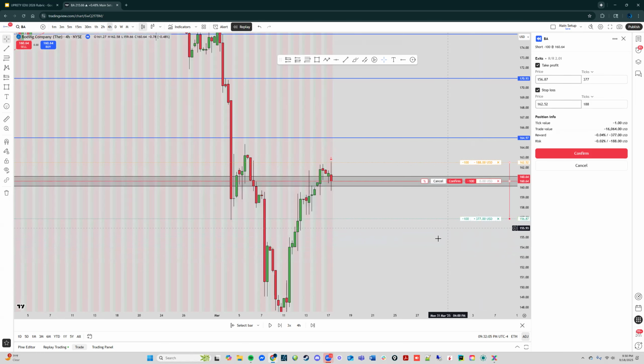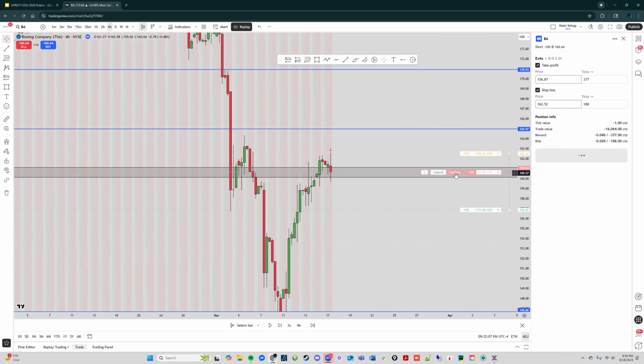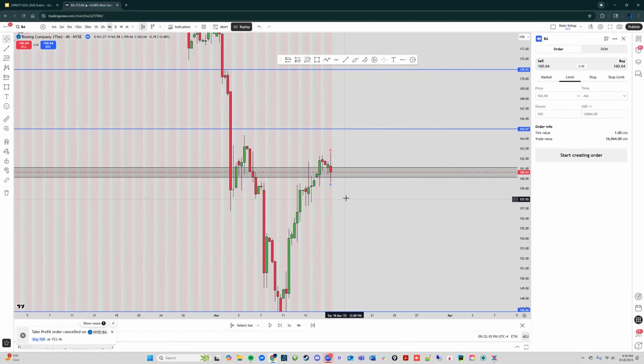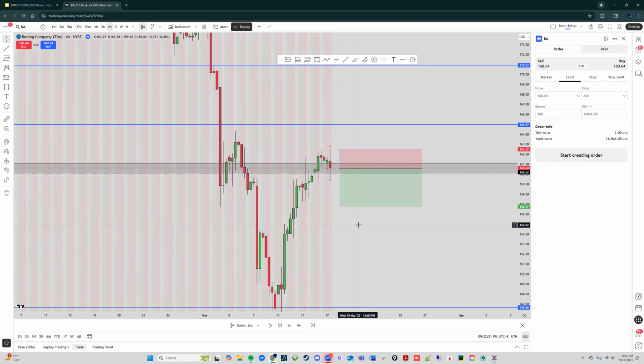Okay, so we're looking to go here. Oops, I don't know why I didn't take that. Let me set this up again. Okay, so our stop loss is going to be right around here. We want a 1 to 2 risk reward. Okay, let's see if this trade plays out.